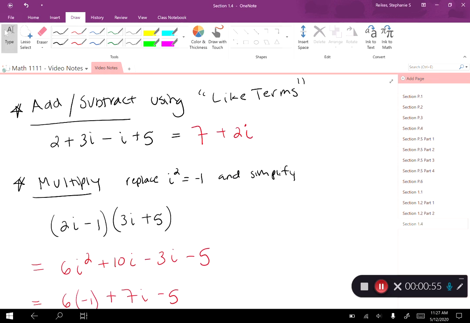When we add and subtract complex numbers, we use like terms. So for example, if I have 2 plus 3i minus i plus 5, we are going to add the 2 and the 5 together, and then we'll add the 3i and the -1i together. Putting that all together, we get 7 plus 2i.